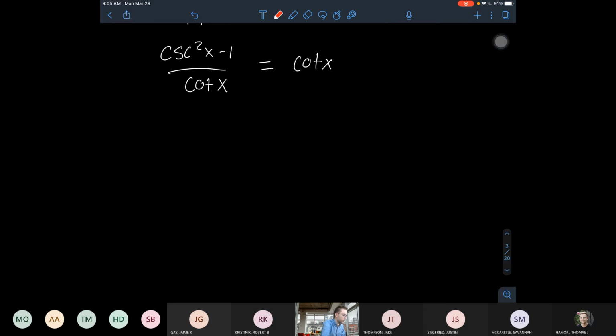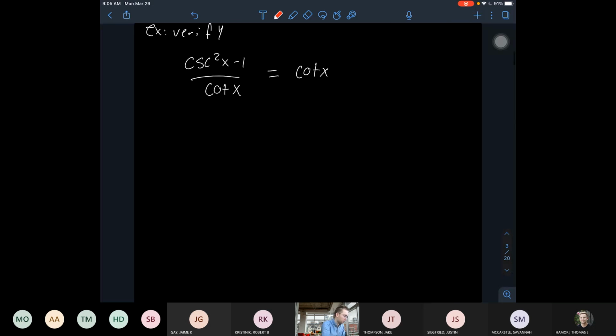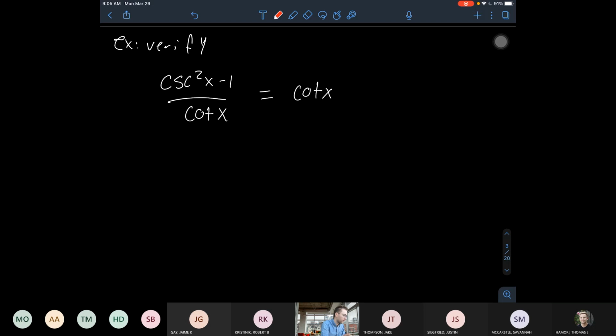So here's an example. We want to verify whether the following equation is true, and the left-hand side just looks kind of atrocious, and the right-hand side doesn't really look that much better. But here's what we're going to do. We're going to take the left-hand side and rewrite it a few times and eventually end up on the right-hand side.